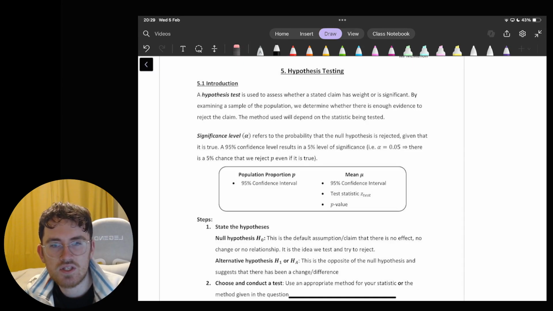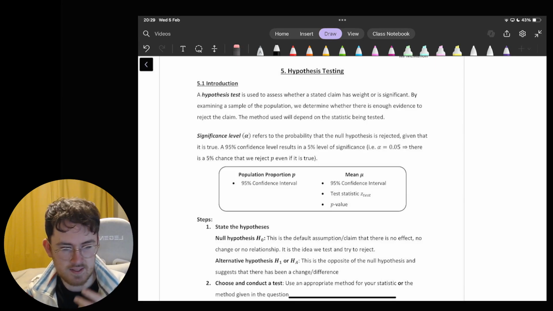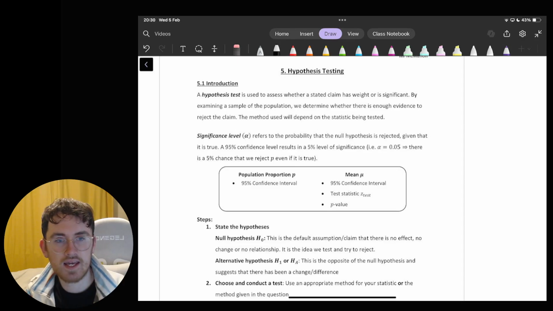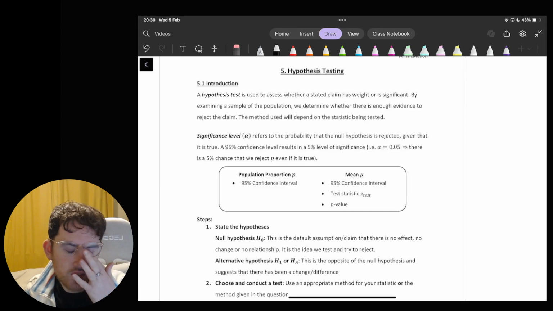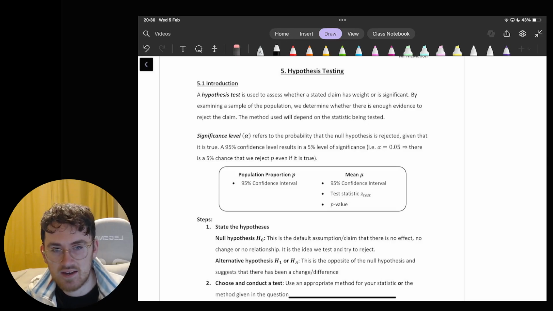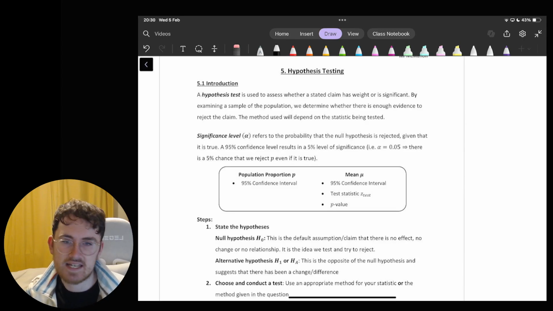But looking, I suppose, at the start here, a hypothesis test basically is a test to assess whether a stated claim has weight or is significant. We're basically testing some sort of claimed value. Usually it might be that they've given us some sort of parameter, either proportion or mean, and then they've given us a particular value that this parameter might have. And we're testing whether that value seems realistic or fits in with the other information that we have. And how we do that is going to depend on what we're testing. Okay, so that's the first thing to consider.